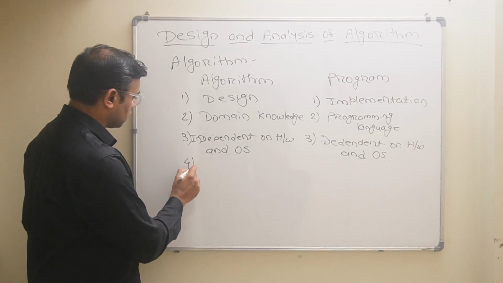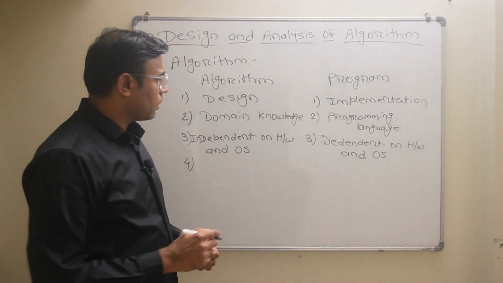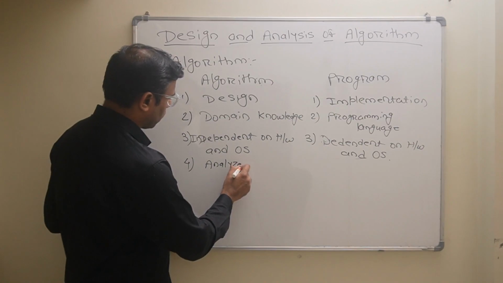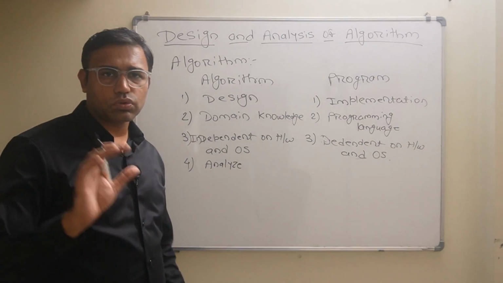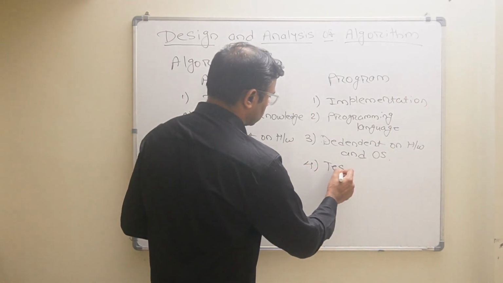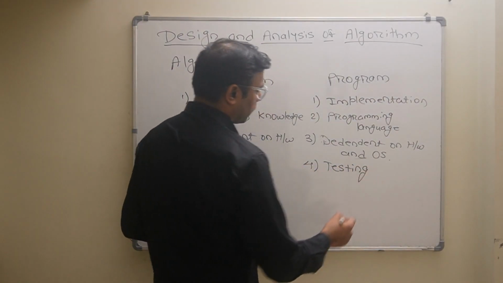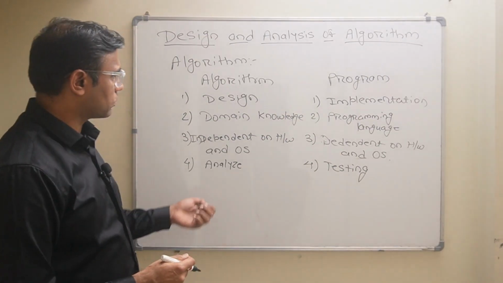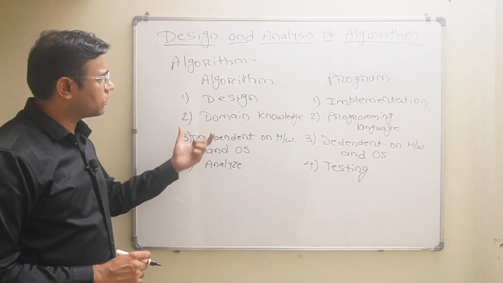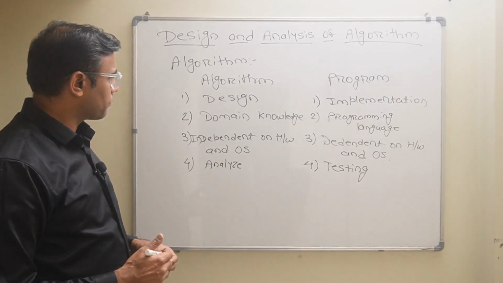Next, you have to analyze the algorithm to check whether you have written a proper algorithm or not. So you have to do the analysis, but whenever you write the program, you have to test it, whether it is providing proper output or not. That is expected from the program. So these are all the differences between algorithm and program.